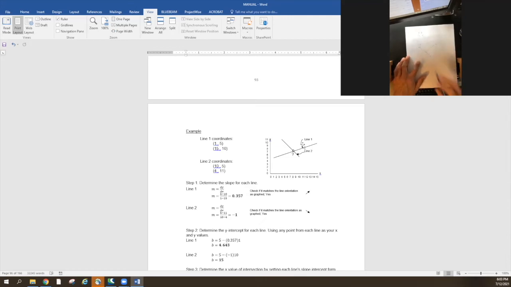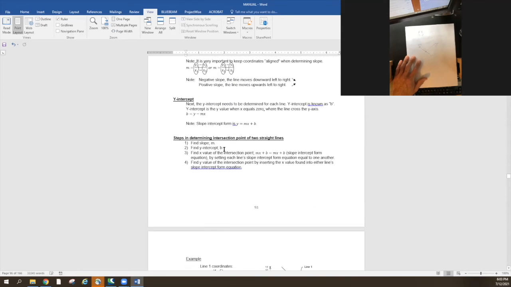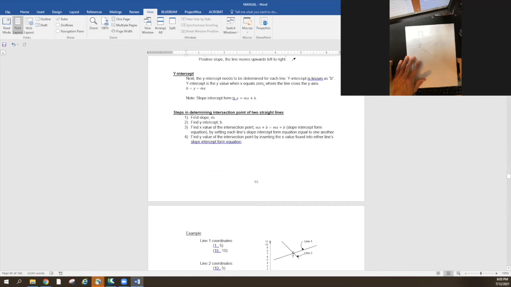So how do you solve to figure out how these points intersect right here? What's the coordinate of this intersection point? I go through all the steps on how to do that, okay? And it involves these 4 steps right here. First, you have to figure out the slope of each of the lines. Then you have to figure out the y-intercept. Then you have to plug that information in to figure out the x value and the y value of the corresponding line. And I'll go through it really quick.